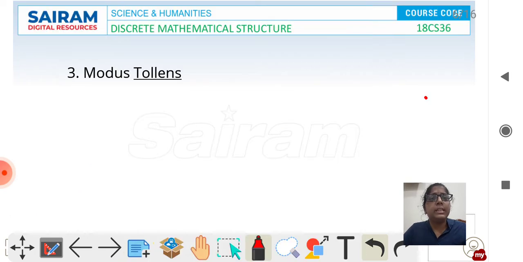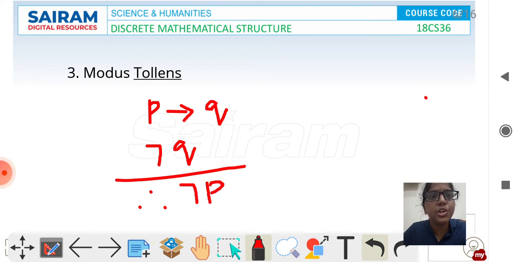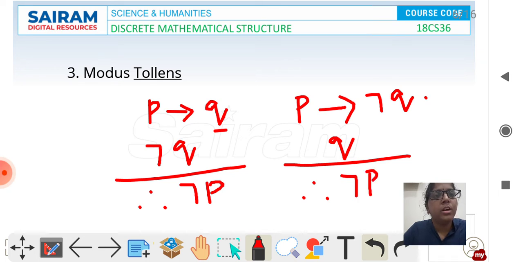Okay, so next is modus tollens. What is the modus tollens rule? If you are having p implies q as one premise and negation q as another premise, therefore you will get the conclusion as negation p. Okay, so this is understandable that here, if you are having, instead of negation q, q, then you can have the answer as negation p. So here these two elements must be the negation of each other, they should negate each other.